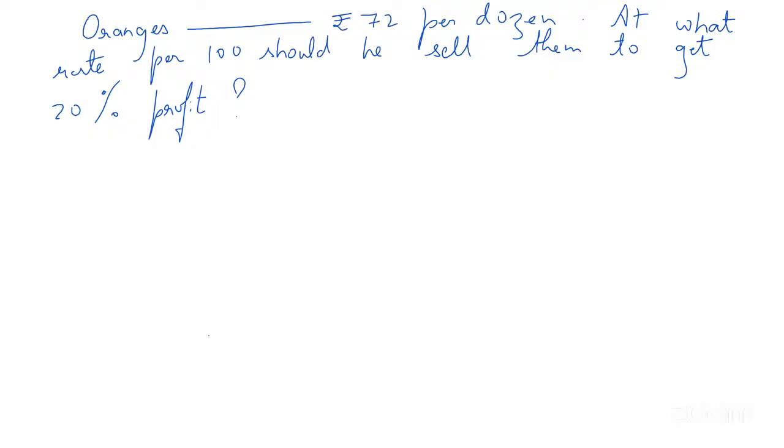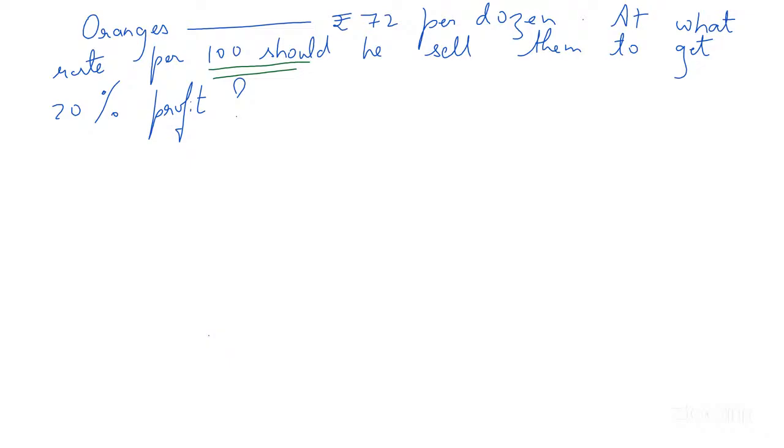First, calculate the cost price per orange. Ma'am, it's 6 rupees per orange. Yes, 6 rupees per orange. Now the question says that at what rate per 100 should he sell them to get 20% profit? Now calculate the cost price for 100 oranges. One orange, 100 oranges, find out. Ma'am, 600. Yes.